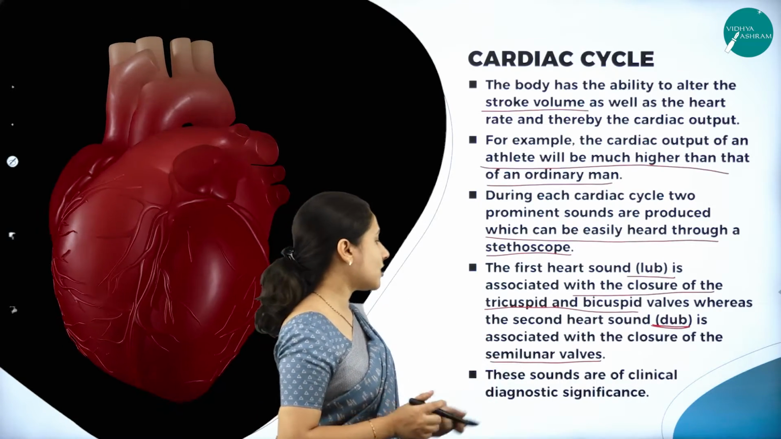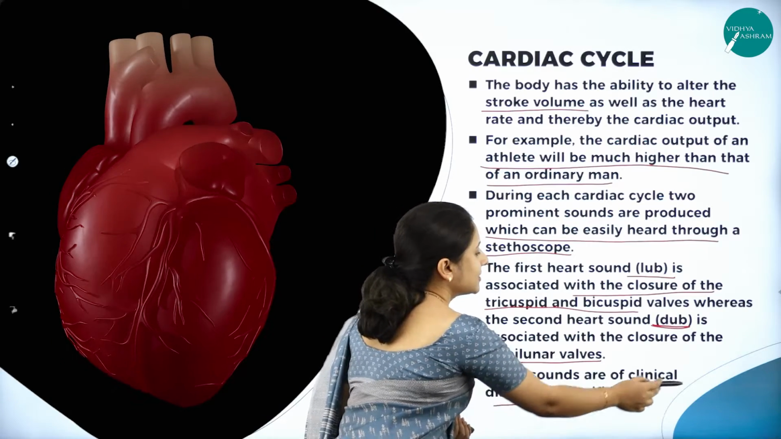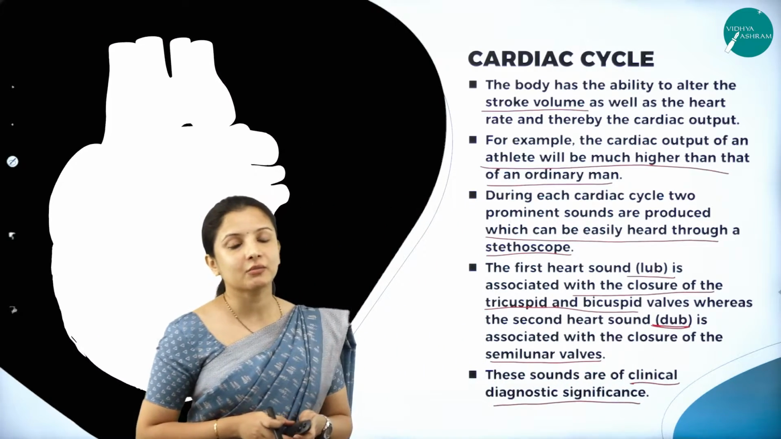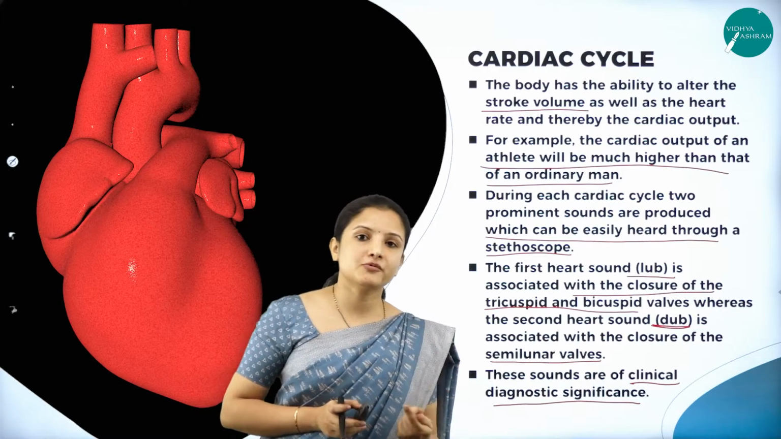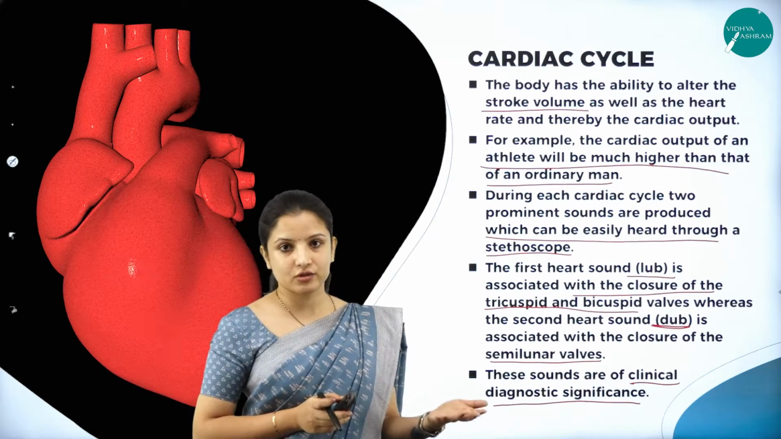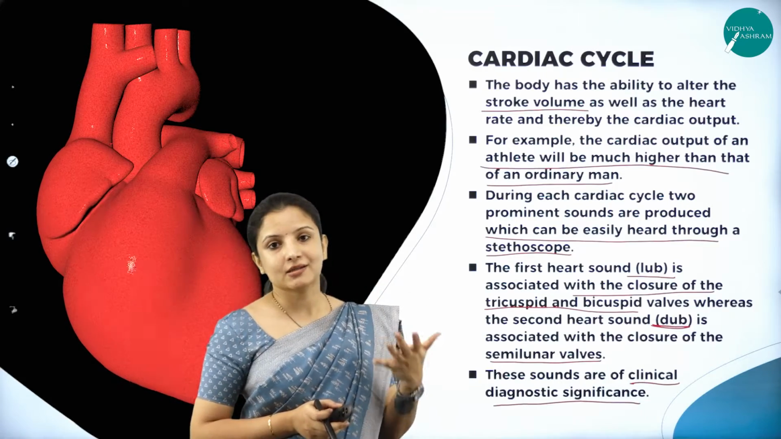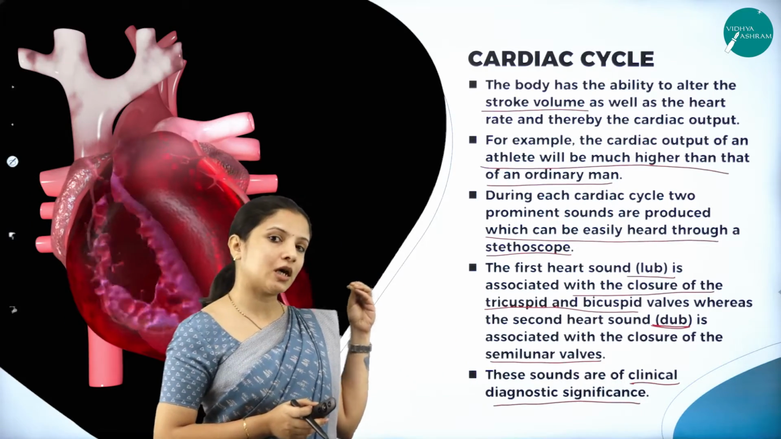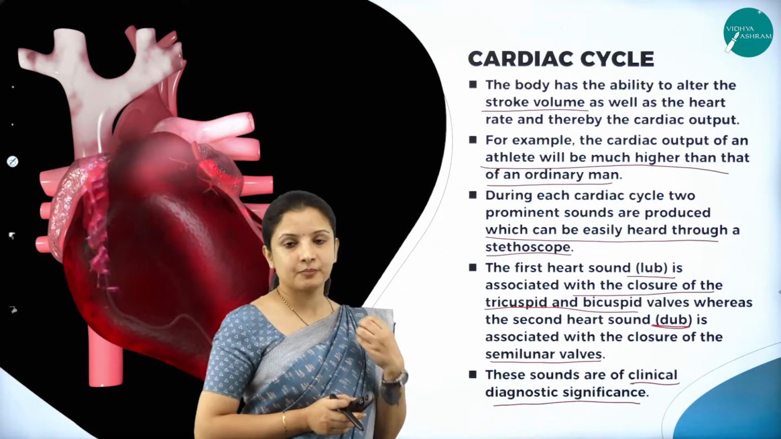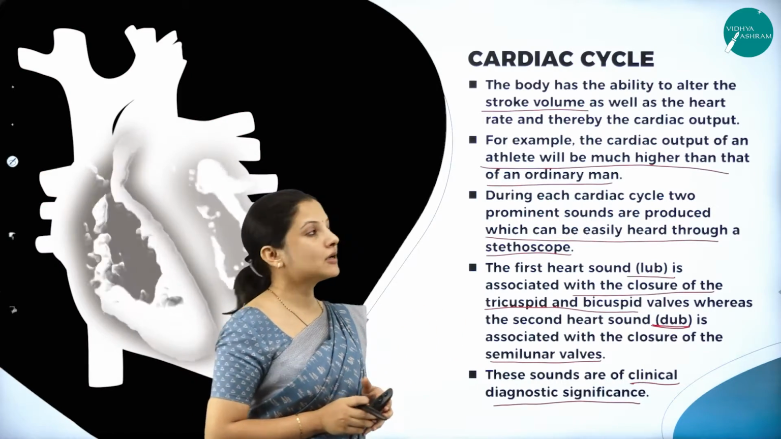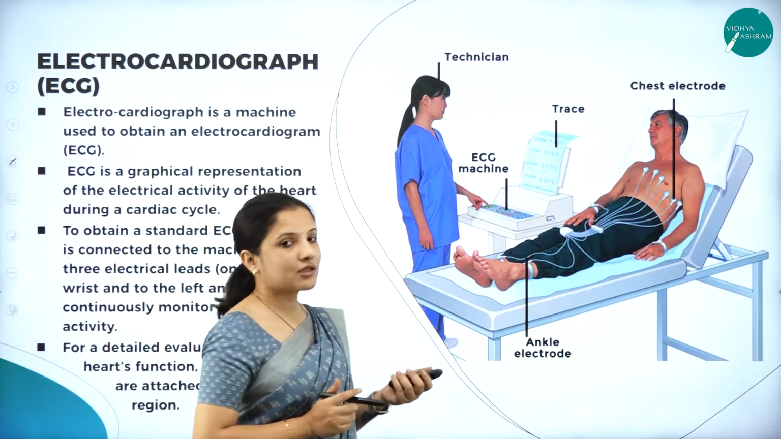So these sounds are of clinical diagnostic significance, because the doctor can predict by counting the number of lub-dub sounds. So how many lub-dub should be produced? Somewhere around 72, right? So that means the heart is working properly. So that sound is actually of great clinical importance, and it can be heard by placing the stethoscope in the heart region. So this is about the cardiac cycle.